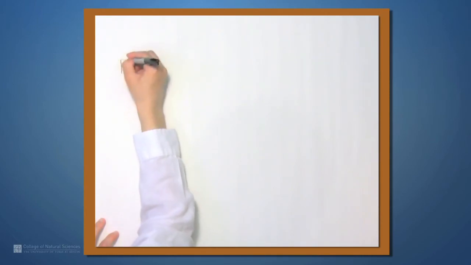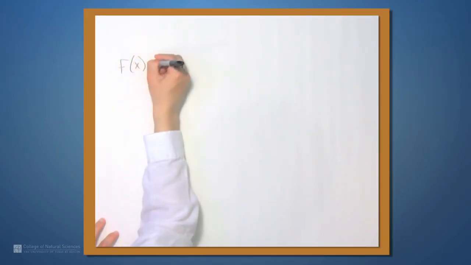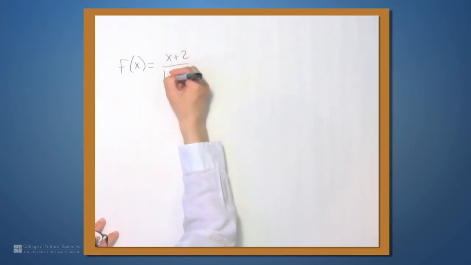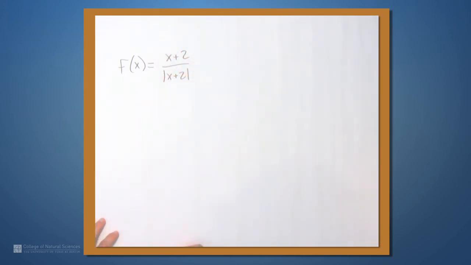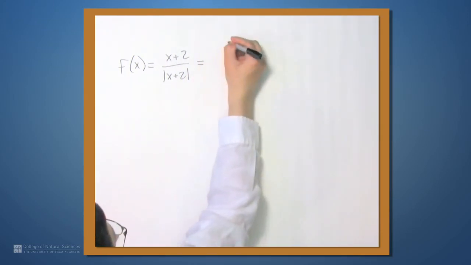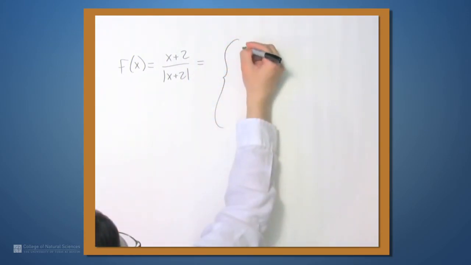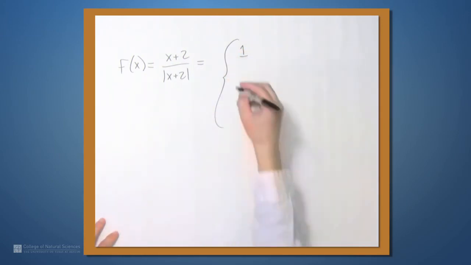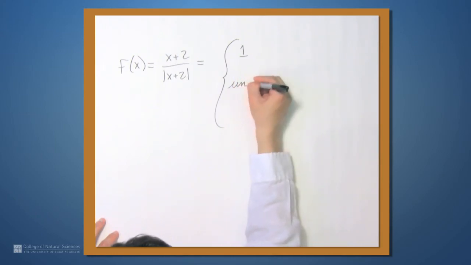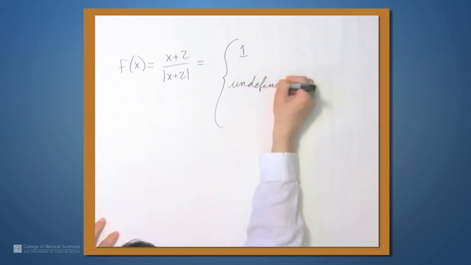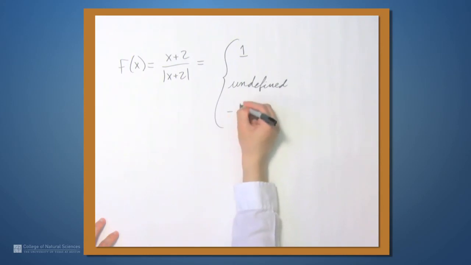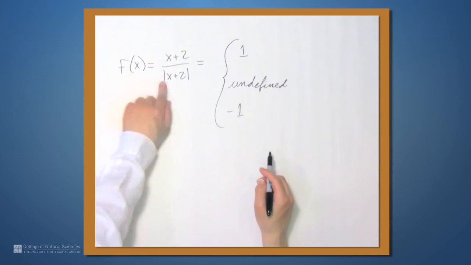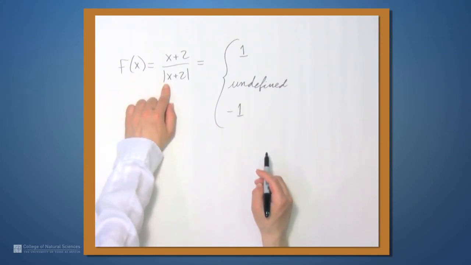So f of x, which is (x plus 2) over the absolute value of (x plus 2), is, well, let's write down the values first. It's either going to be 1, undefined, or negative 1. And it's 1, well, the previous one, g, was 1 for all x greater than 0.